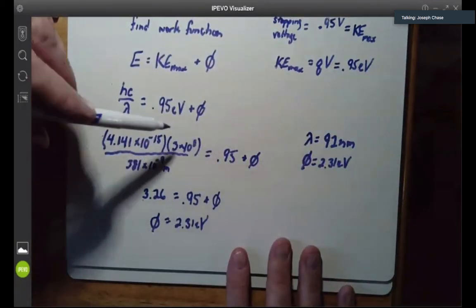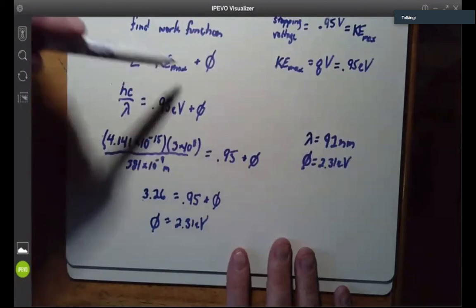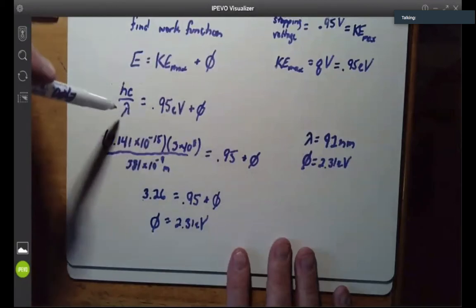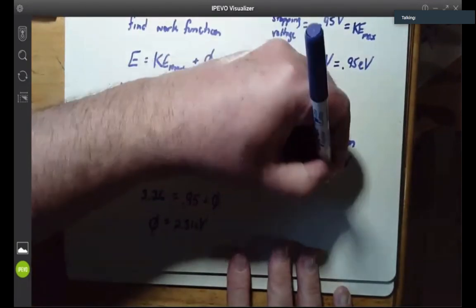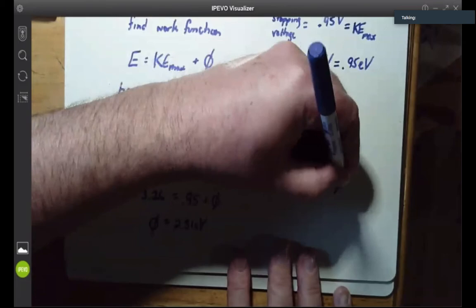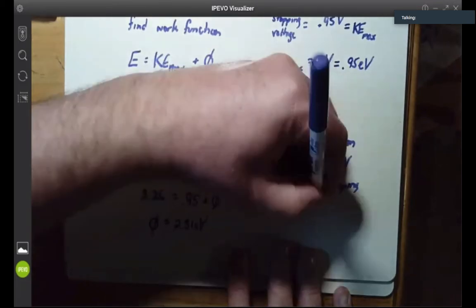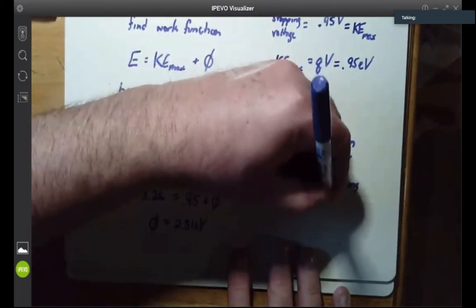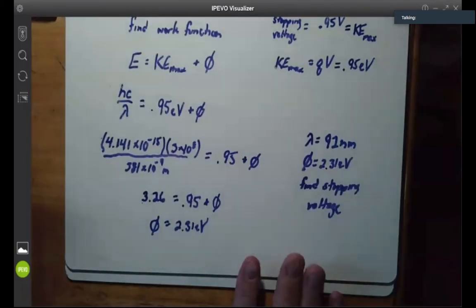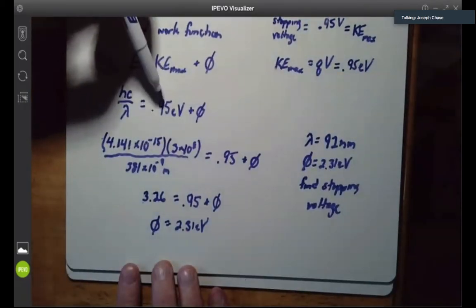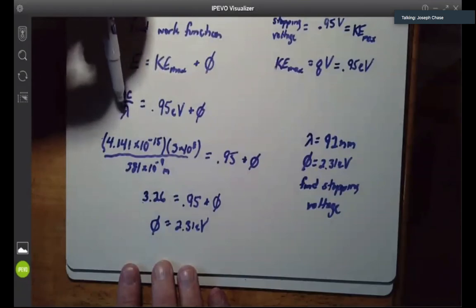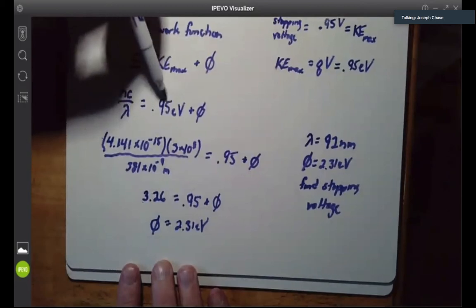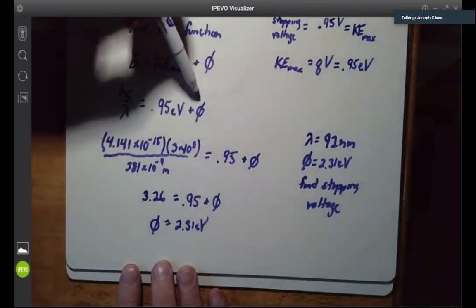let's see, what are we going to be looking for? The stopping voltage. Okay, stopping voltage is KE max. So we're going to find this number. So hc over lambda, you're going to change lambda to be 92 nanometers. And then we want to find out what this is going to be, but we know this is 2.31 electron volts.